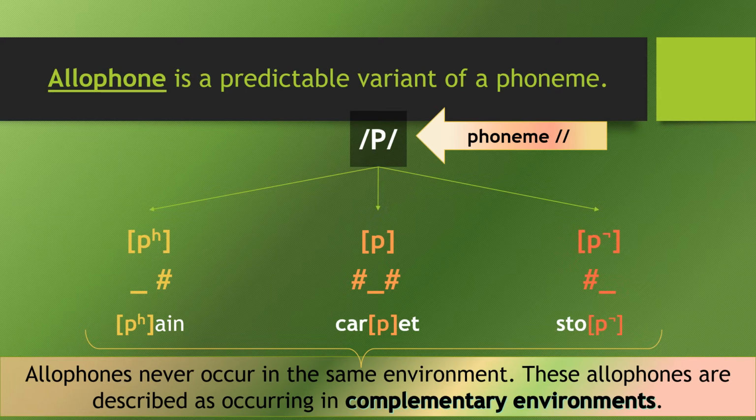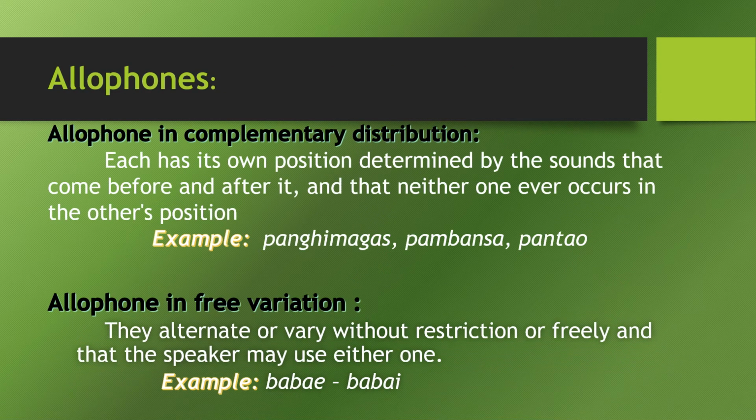Allophones never occur in the same environment. These allophones are described as occurring in complementary environments, or complementary distribution. Each has its own position determined by the sounds that come before and after it, and neither one ever occurs in the other's position.